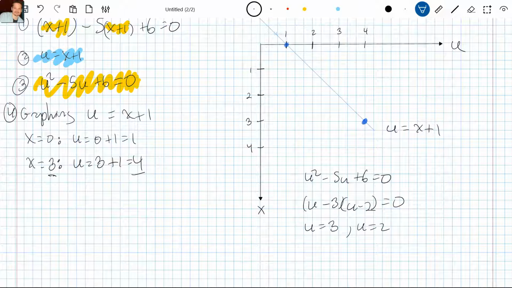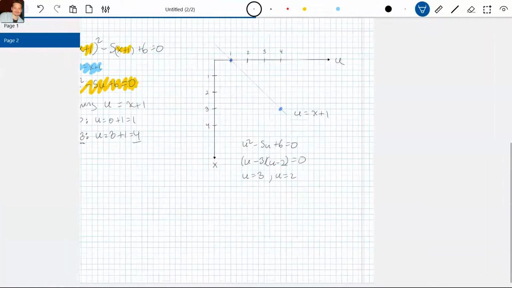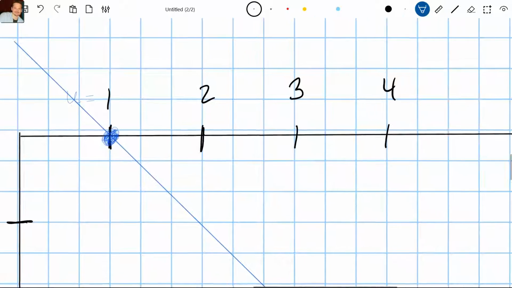Let's graph those solutions in u space. Those solutions are 2 and 3. I want to make sure, 2 and 3, good. So these are the solutions in u space. Let me emphasize these right here. So 2 is one of those solutions, and then 3 is the other solution in u space. Can we just stop here though? Well, obviously we can't. Why not?